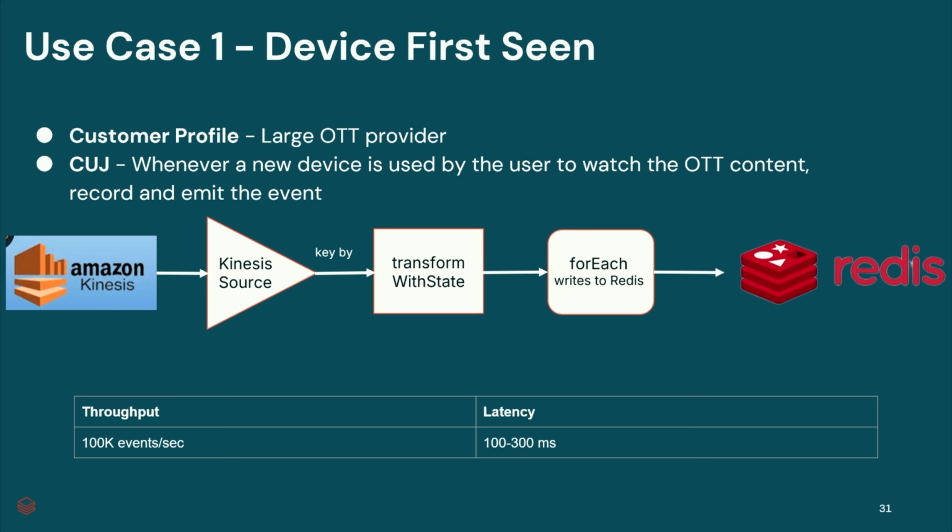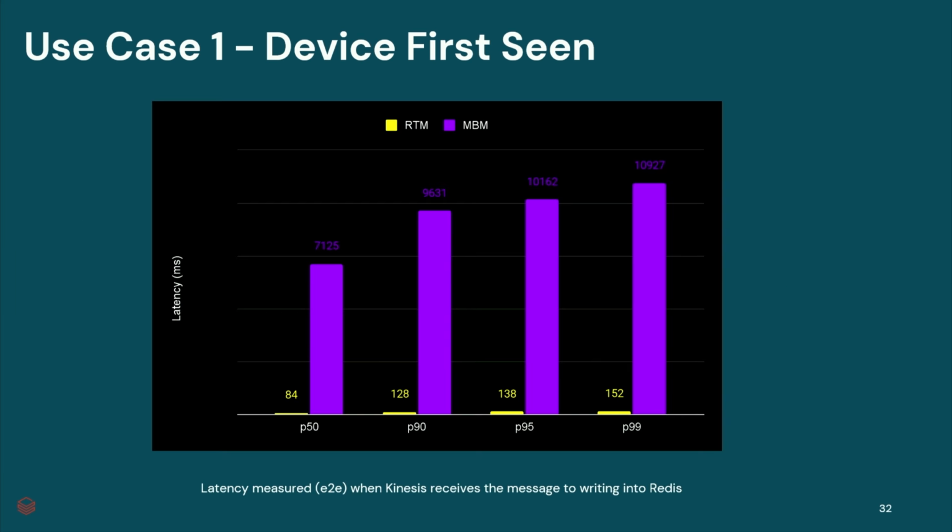First, tracking new devices, basically tracking the first device seen for this user. And then they're writing the results to Redis, where they can serve those results as well. So that's one of the use cases that we worked with this customer to implement. And here are some numbers that they ran and gave to us.